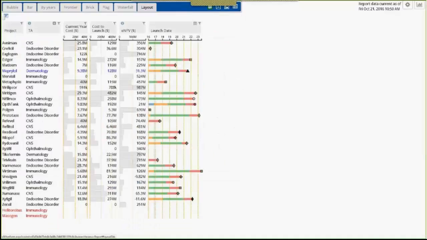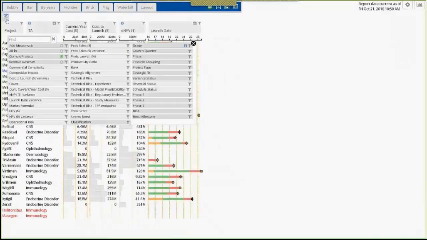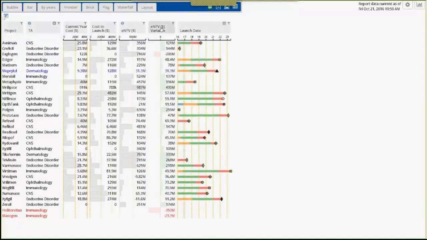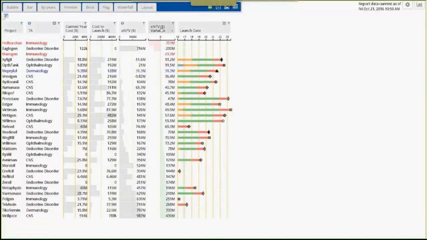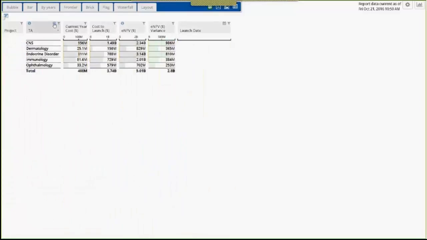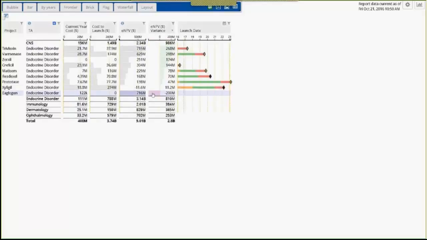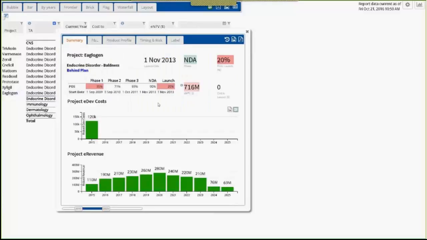And similarly, looking at, say, the ENPV variance. So let's bring that ENPV variance next to the NPV. And now we can sort this in terms of the ENPV change and not just the current ENPV for each of these projects. And we can look at this by therapeutic area, look at the variance by therapeutic area, drill down into a specific therapeutic area, and then drill down into a specific project that had high variance.